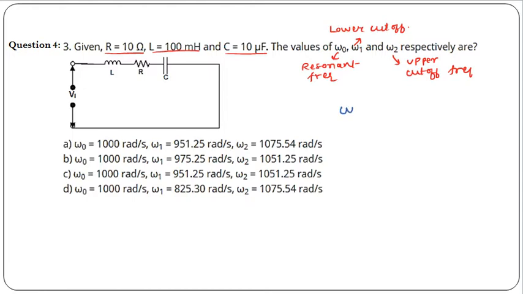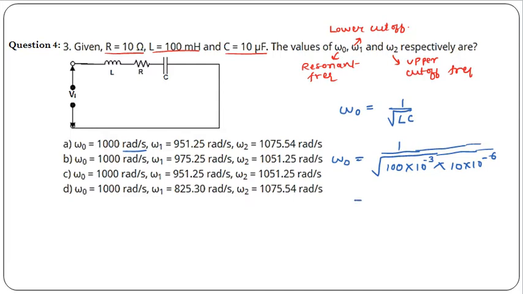Simply we know that omega naught, which we have to calculate in radian per second, is given by 1 by root L into C. Values are given. Inductance value is 100 millihenry, this is 100 into 10 to the power minus 3, and capacitance value is 10 into 10 to the power minus 6. This is 10 to the power 3 and this is 10 to the power minus 3, so this is getting cancelled out. So we are getting 1 upon 10 to the power minus 3, which is equal to 1000 radian per second. So omega naught we have got.